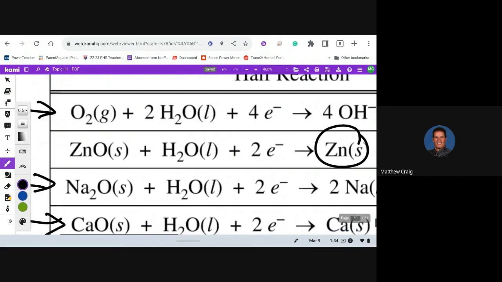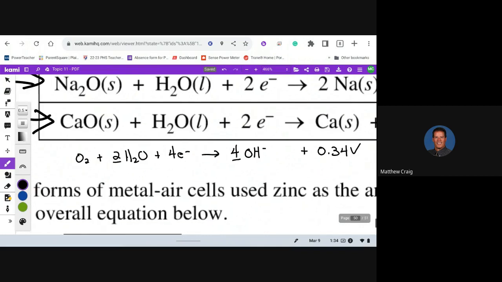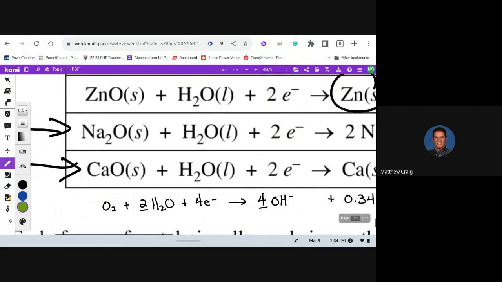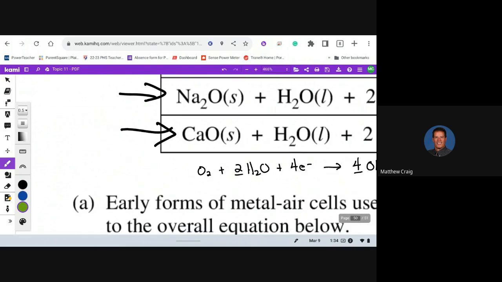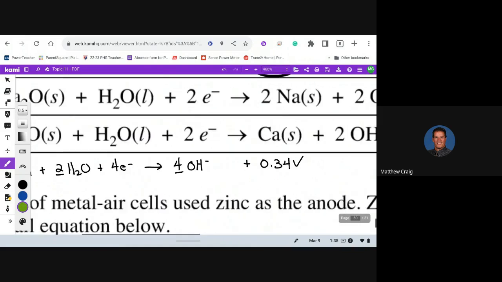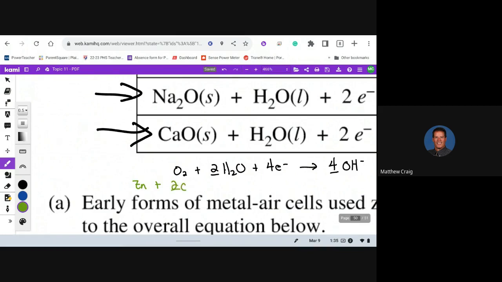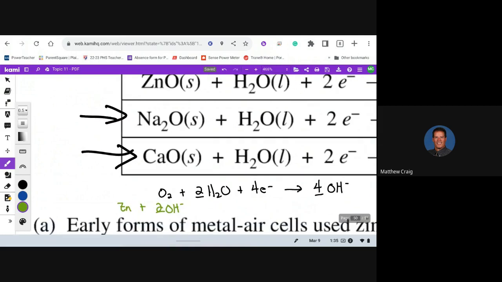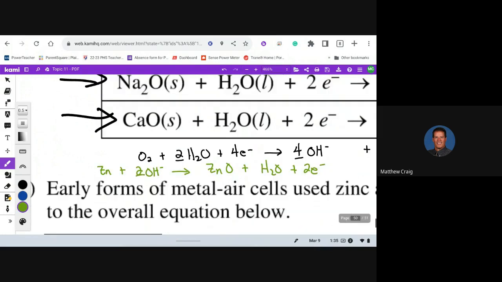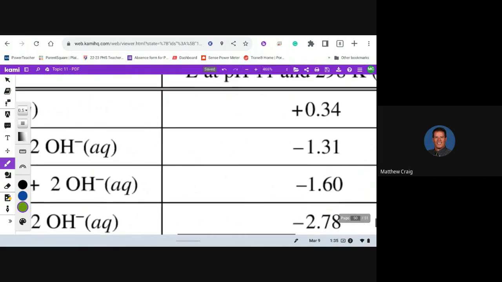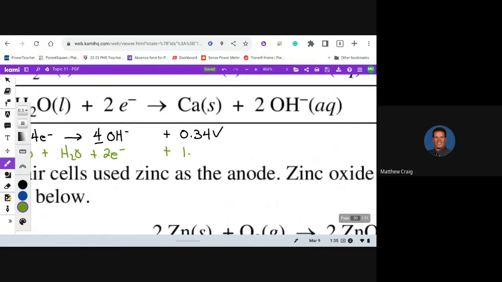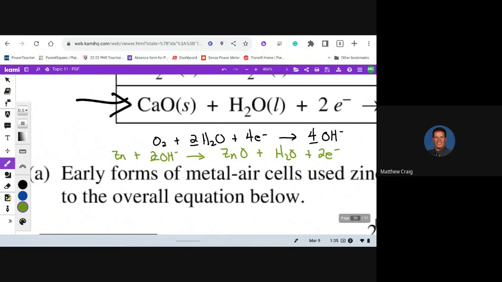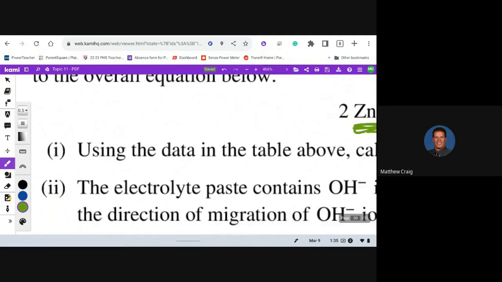Yeah. Okay. And then we're going to flip the zinc. I'll use a different color for that one. So zinc plus 2 OH minus. That's all there is. Makes zinc oxide plus water plus 2 electrons. Okay. And it has a voltage of positive 1.31. Okay. All right. So then, did we answer part I yet?